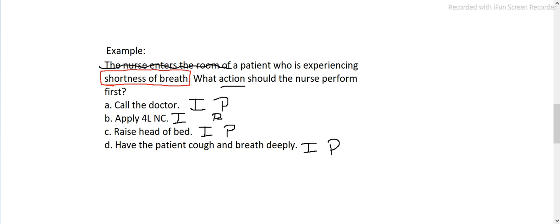So now, are any of these related to our ABCs? Airway, breathing, and circulation. So call the doctor. No, that's none of the ABCs. Apply 4 liters of nasal cannula. So that would be breathing. So we put B for breathing. Let's see. Raise head of the bed. That is airway.